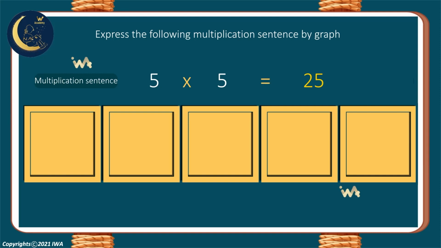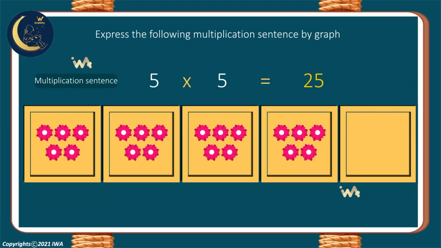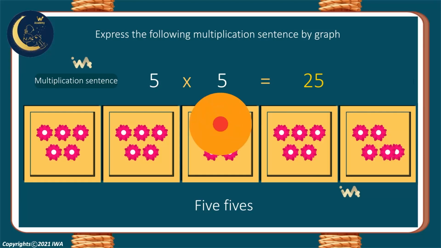What about the 5 here? What does it stand for? It stands for the number of objects in each group. Well done. So we will place 5 objects in each group. Okay, so why don't we draw some flowers for instance? Let's put 5 here, here, here, here, and here too. Wonderful. So 5 multiplied by 5 equals 25. Excellent. This can also be read as 5 fives.